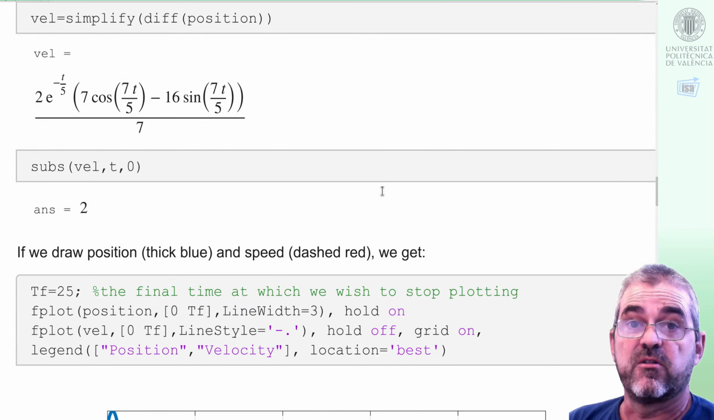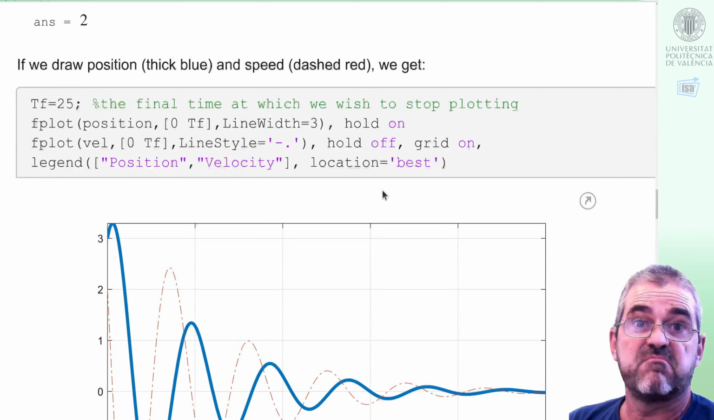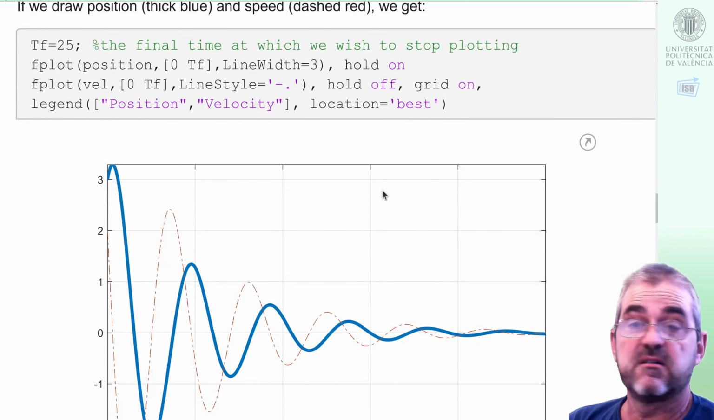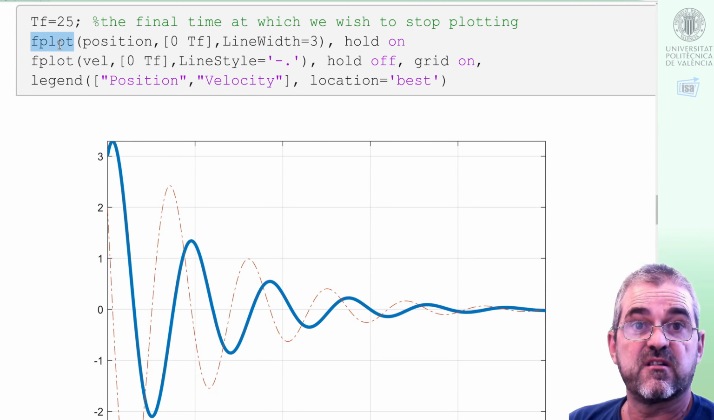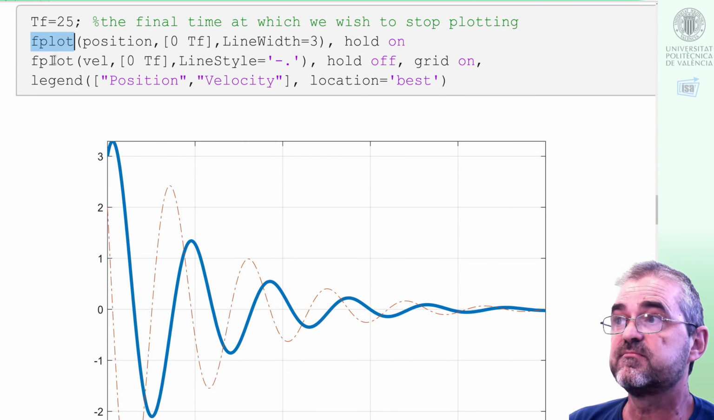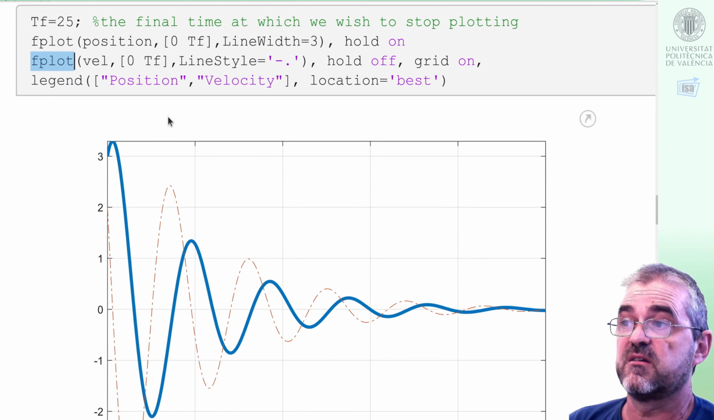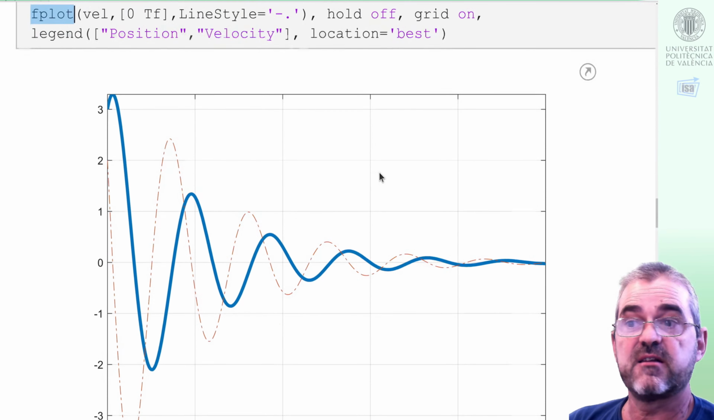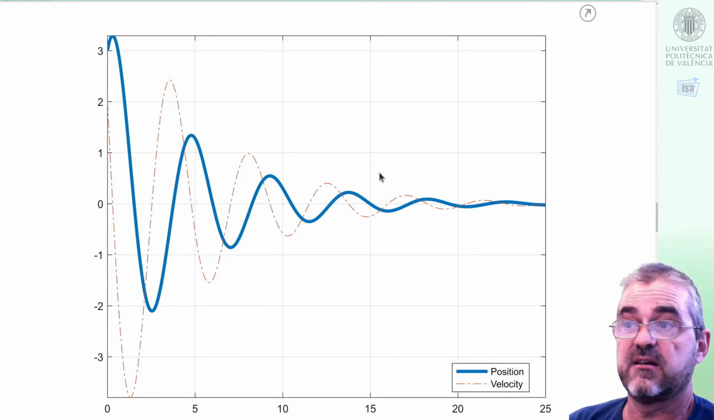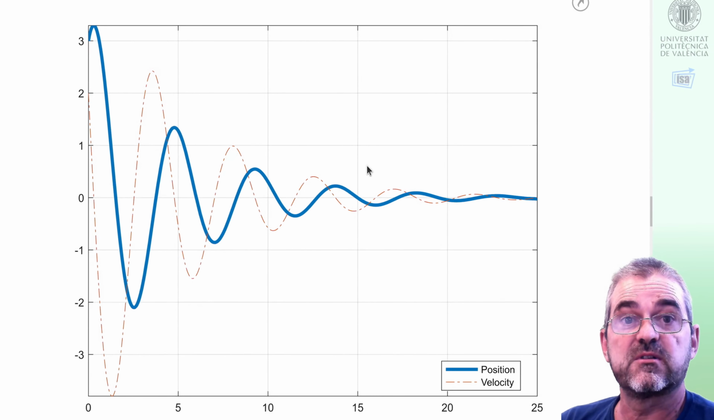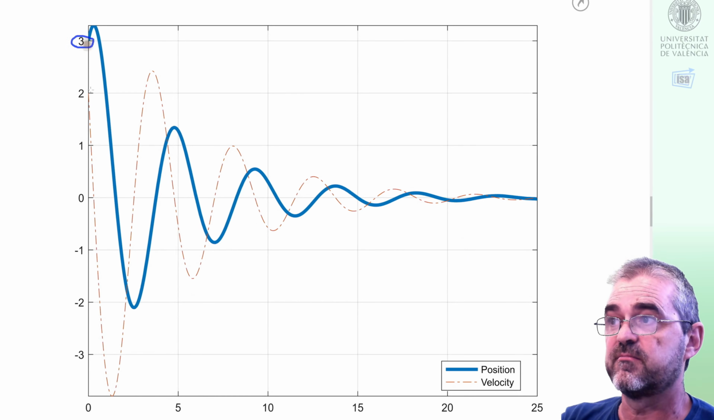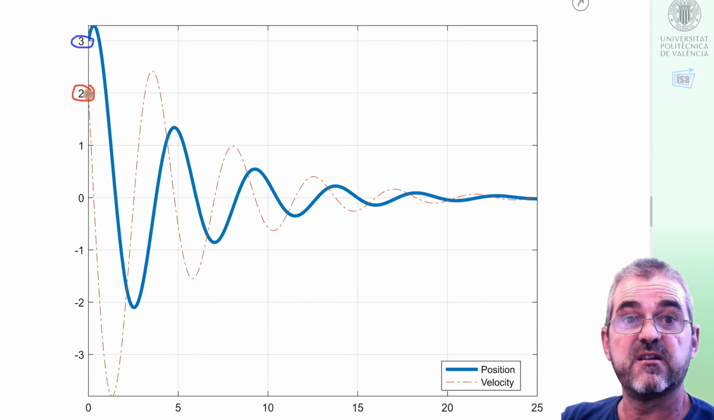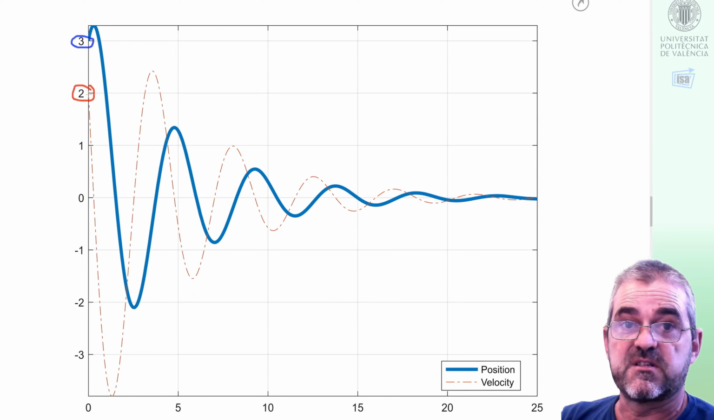So that's it. The only remaining thing would be plotting the position with the command fplot. Plotting a function of the symbolic toolbox is carried out with function fplot, and same for speed. And then speed is the dashed red line, position is the thick blue line, and here we have the so-called time response from initial position equal 3, initial speed equal 2. This is a function plot.